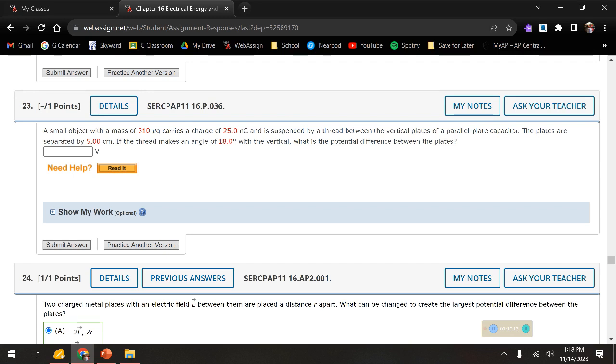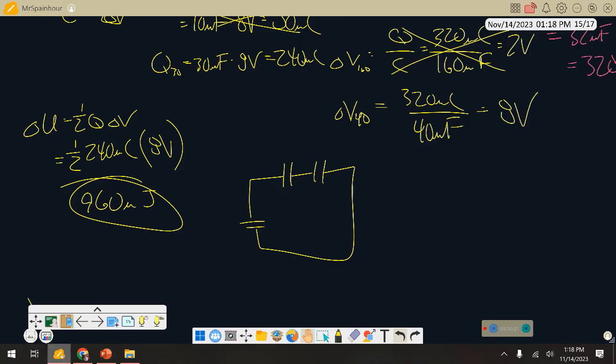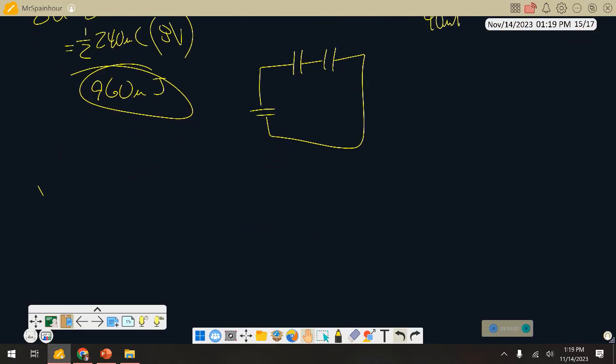A small object with a mass of 310 micrograms carries a charge and is suspended by a thread between parallel plates. The plates are separated by 5 centimeters. If the thread makes 18 degrees, what's the potential difference between the plates? Okay, that looks very complicated, but I will give you the equation that you really need to help you out here, and it's this. Delta V equals E times delta d. The problem straight up tells you the distance between the plates, right? So what I would say to you is go find the electric field. And so I did electric field equals force over electric charge.